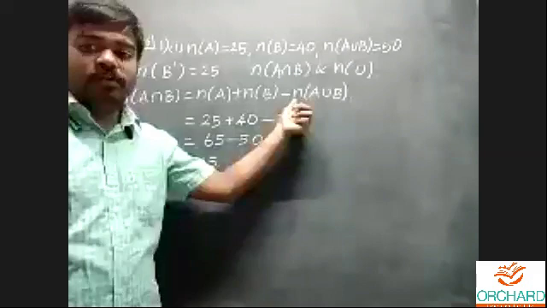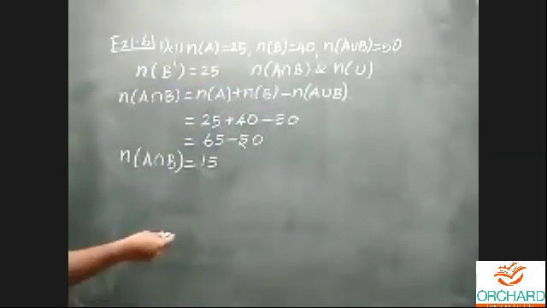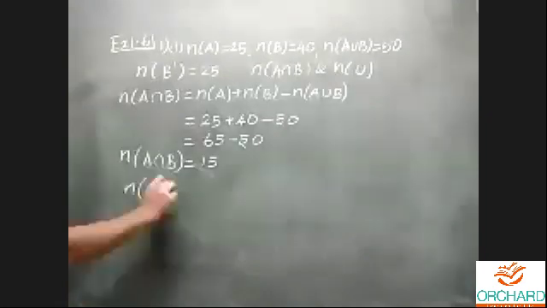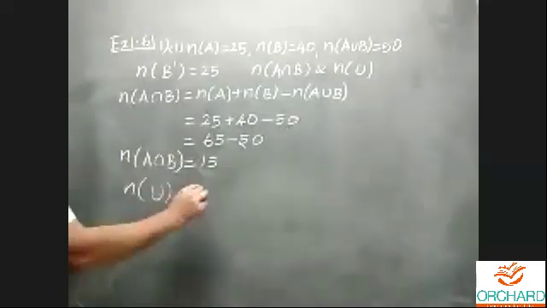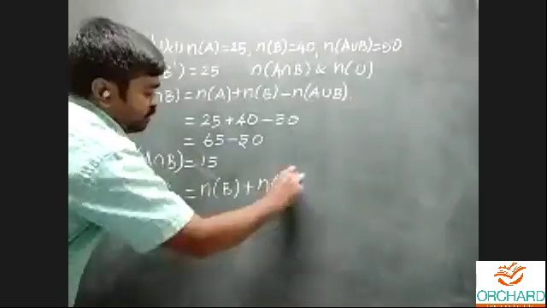Next, we want to identify n of U, the number of elements in the universal set. We will apply one more result. What is the result? It involves B and B dash. n of the universal set is equal to n of B plus n of B dash.